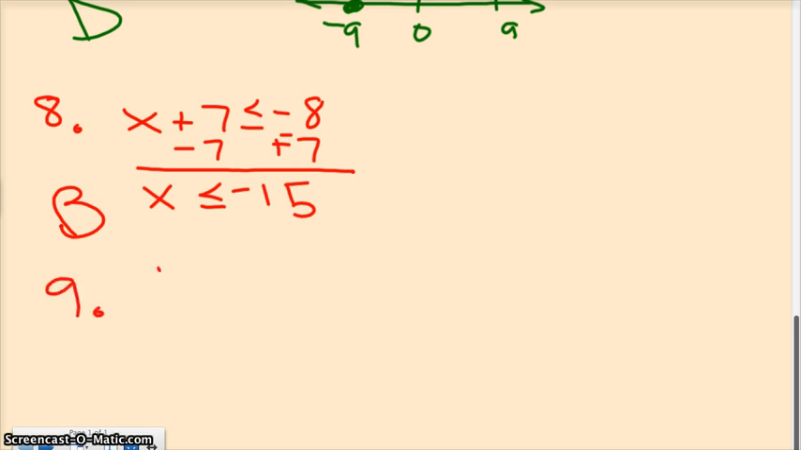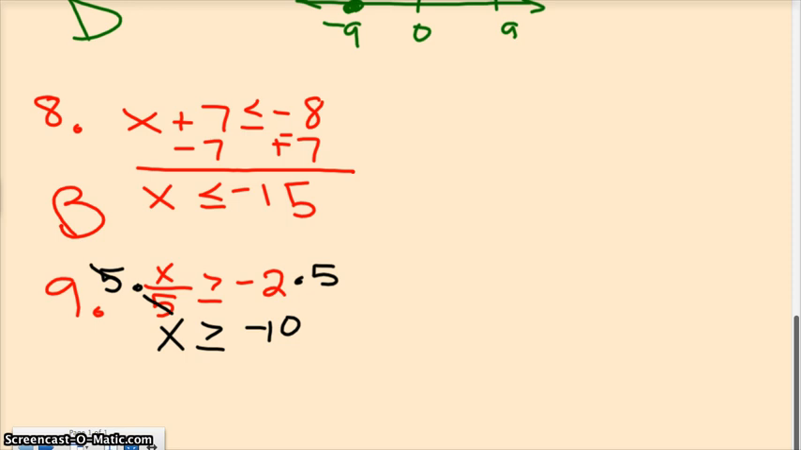Number 9. x over 5 is bigger than or equal to negative 2. x over 5 means divide. To move divide, I multiply. And you should get x is bigger than or equal to negative 10. I have two negative 10s as an option, but only one of them represents bigger than or equal. So my correct answer would be D. Okay?